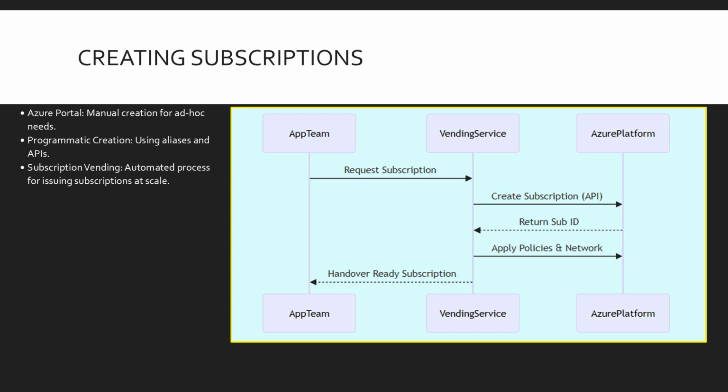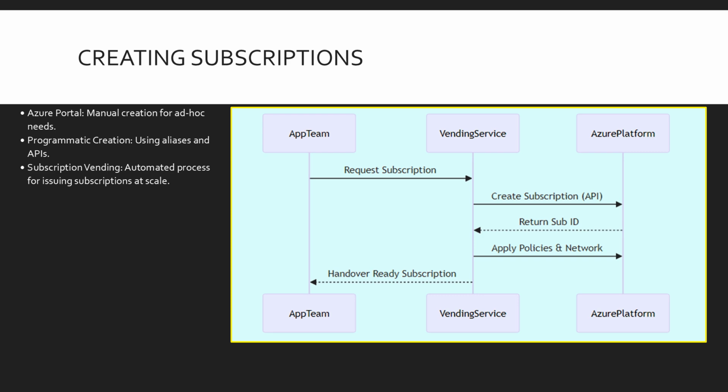How do you actually get a subscription? For ad hoc needs, you can simply create one manually in the Azure portal. However, as your organization matures, you will likely move to programmatic creation using aliases and APIs. In enterprise environments, this evolves into subscription vending. This is an automated workflow where an application team requests a subscription, and the platform automatically provisions it with the correct networking, security, and identity configurations already applied, ensuring they are ready to deploy securely from day one.